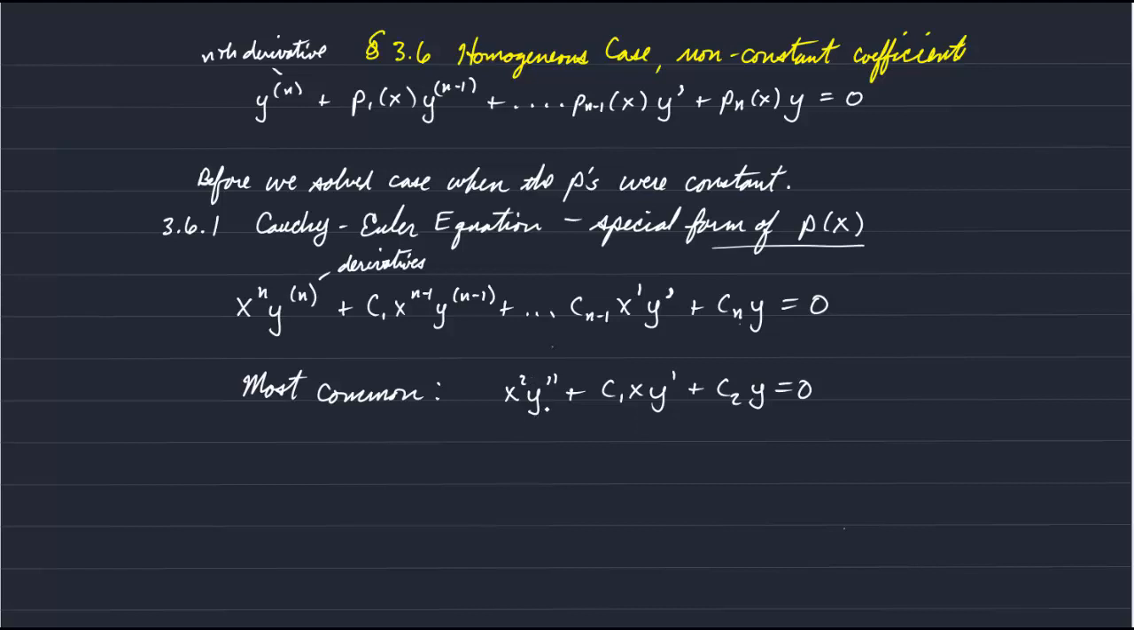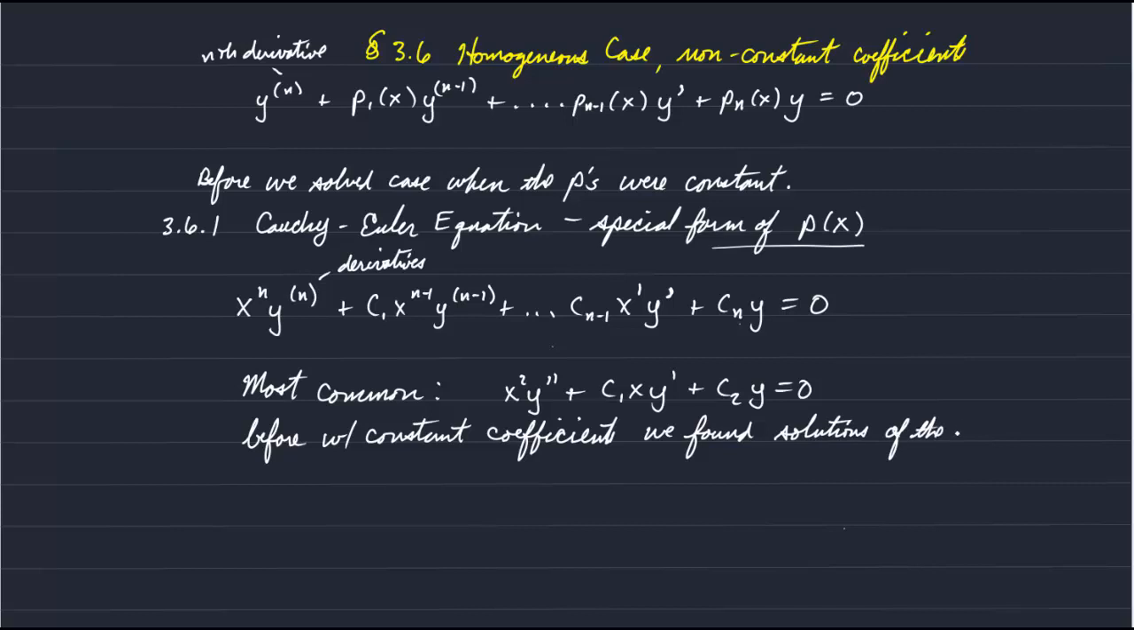Now before, when the coefficients were constants, we found solutions of the form e to the lambda x. So we might imagine that this has a similar form, but if we try this, we get a characteristic equation that's a function of x.